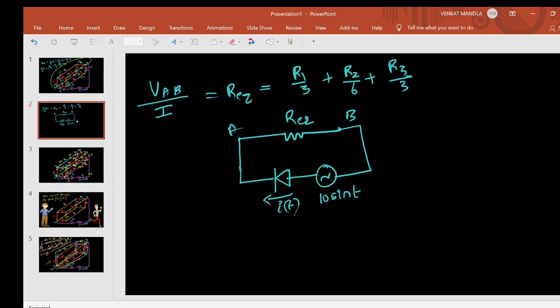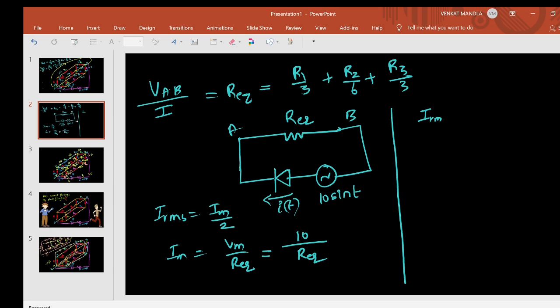This behaves like a half wave rectifier. If you know the formula, directly write IRMS for a half wave rectifier is Im by 2, where Im is Vm by R equivalent. What is Vm? 10. R equivalent, we got it. If you want, I will tell you how to find the IRMS value. IRMS square equals 1 by T times the integral from 0 to T of I square of t dt. This is how you have to find IRMS.